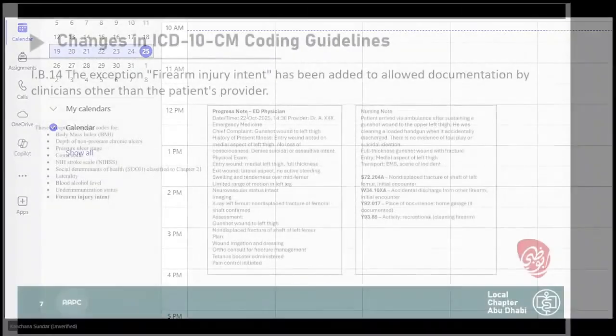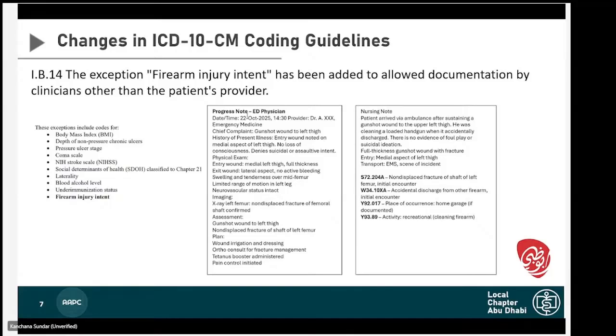But in the nursing note, which has been pasted next to the progress note, the patient arrived via ambulance after sustaining a gunshot wound to the upper left thigh. He was cleaning a loaded handgun when it accidentally discharged. Here comes our intent. What had happened? It was an accidental discharge while he was cleaning the loaded handgun. So the intent is very clear, but it is available in the nursing note.